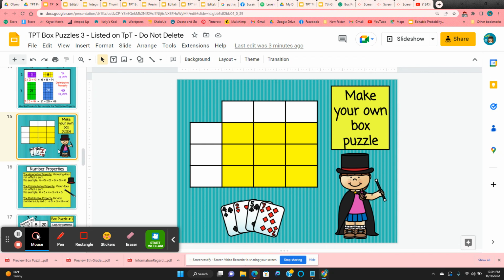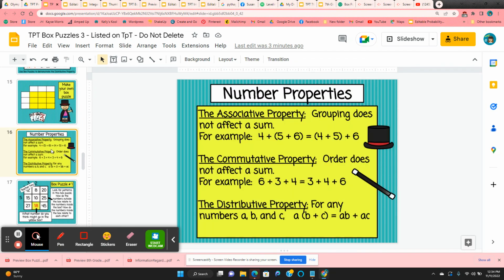Then students are given a box puzzle and they can make up their own numbers. So it connects to the associative property, commutative property, and distributive property.